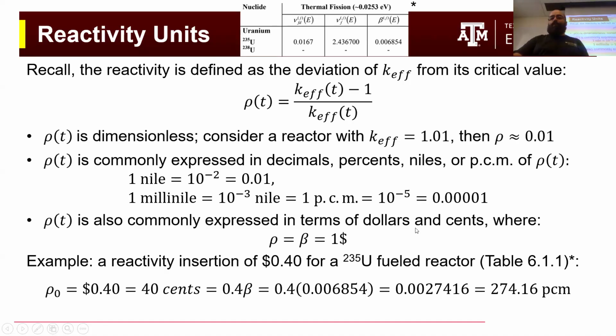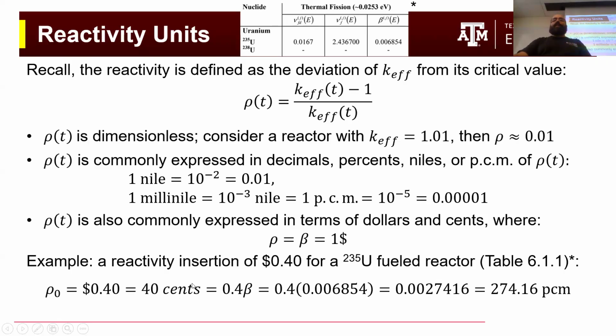And also you sometimes see it in terms of dollars and cents, where a reactivity insertion of $1 means that your insertion is equal to beta. And if you are entering an insertion that's a fraction of beta, you would probably express that in cents. Dollars and cents are broken up in the same way that you would expect, 100 cents in a dollar and so on. So if you're given a reactivity insertion as a certain value, you can use all of these unit conversions to write it in different ways. So if you're told that it's 0.4, that's the same thing as 40 cents.